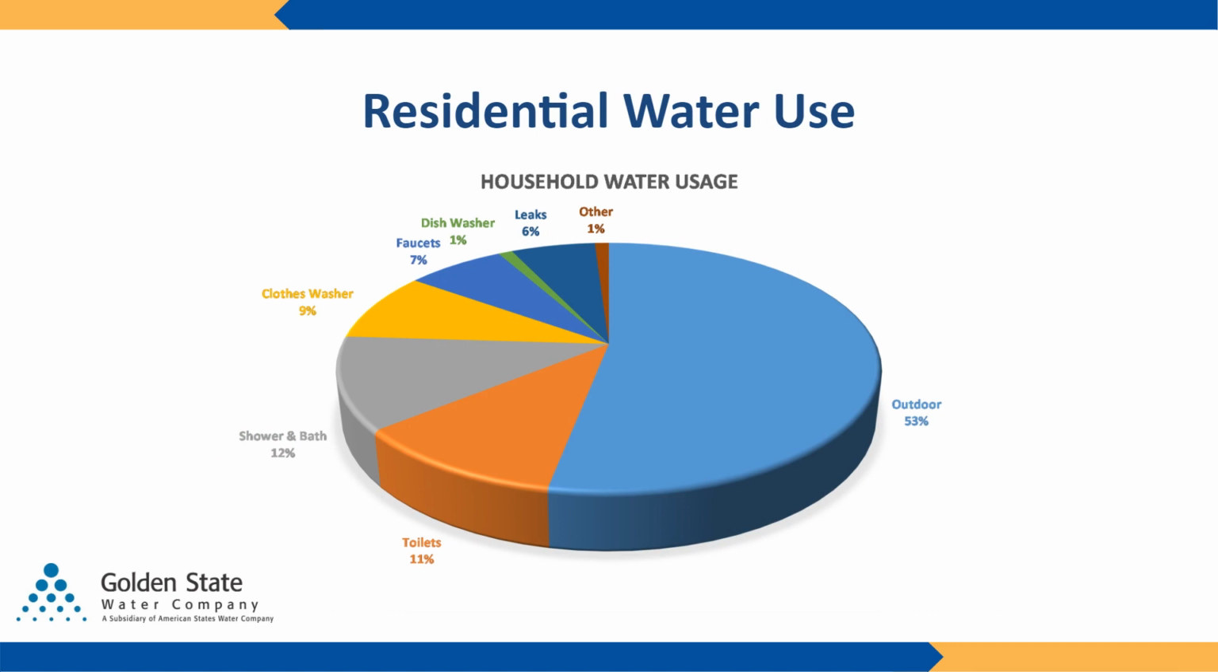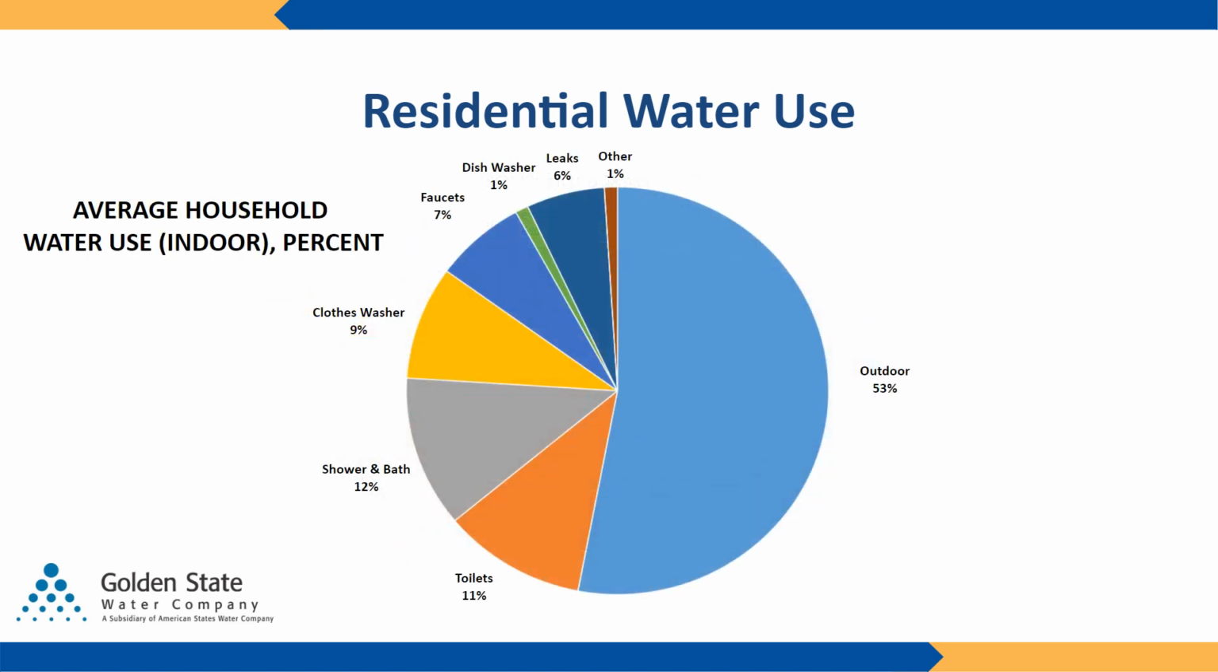While there are many areas of a house that use water, the majority of the residential water use is for outdoor purposes such as irrigation. This varies depending on the size of the yard and type of landscaping, but on average, 53% of residential water use is used outdoors. This chart represents average Californian household water use for indoors. As you can see, it's pretty evenly spread between toilets, washers, shower heads, faucets, and leaks.